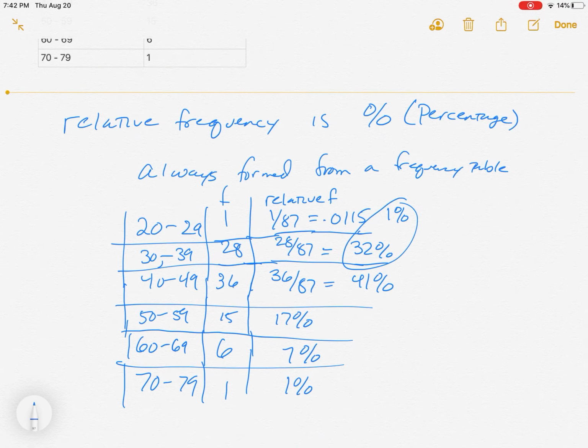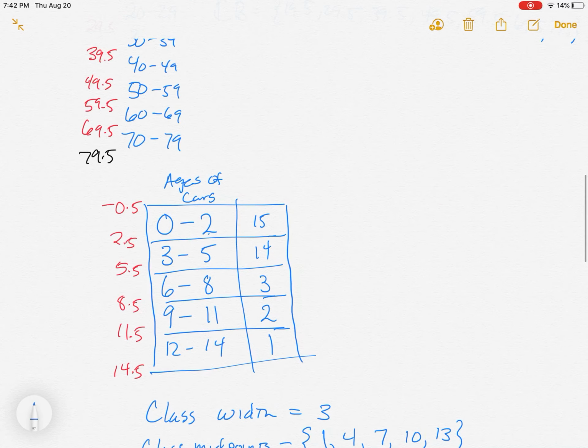It's just putting things out in percentages so that we get a quick picture of the size of each one of the classes relative to the size of the data set. So if I told you that there were 15 cars out in the parking lot between the ages of 0 and 2, and that's all you knew, you wouldn't know how relatively big that was. But if I told you that it was a certain percentage, like 25%, you'd say, oh, that's a fair chunk of the cars. So keep that in mind.